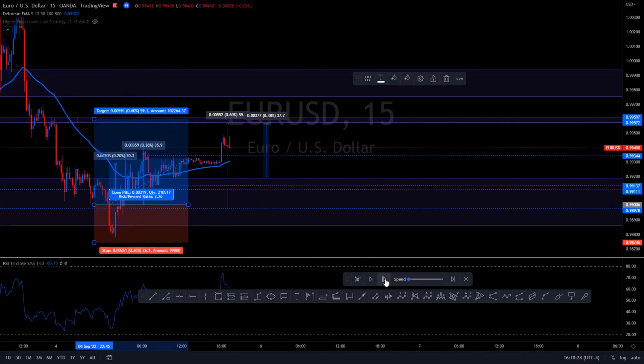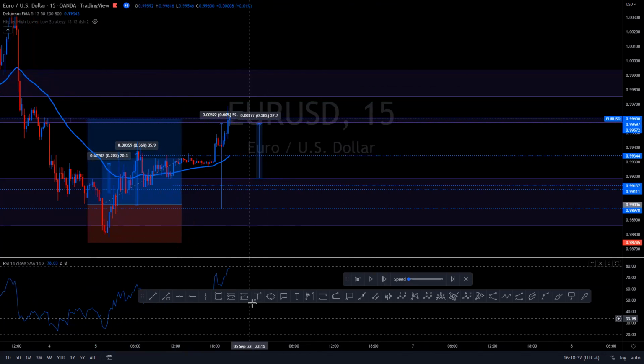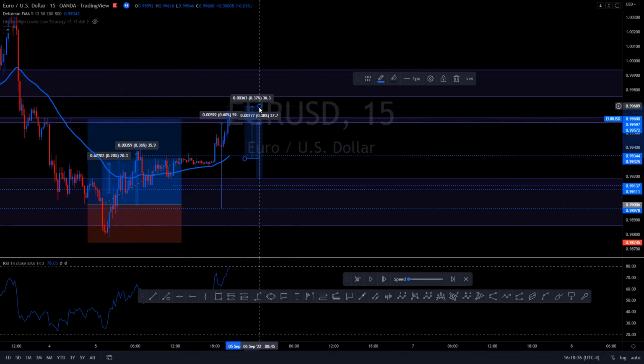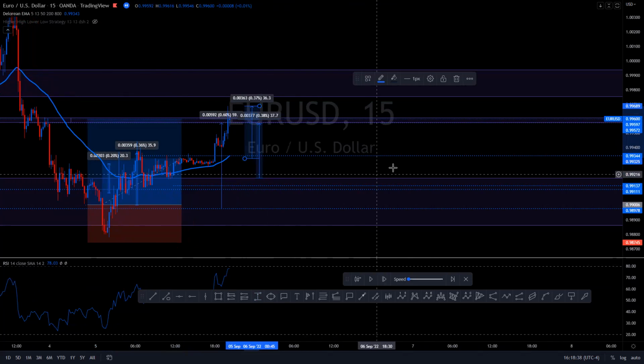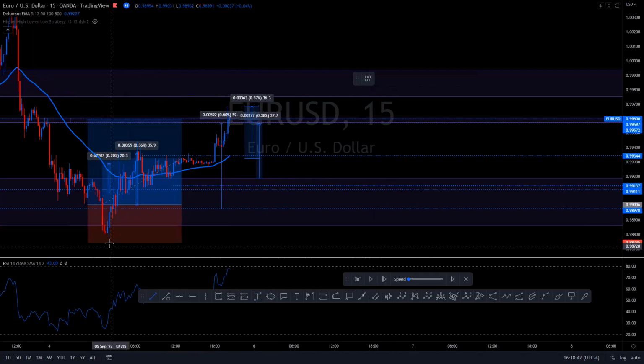And then price went up again. And there we go. We hit our liquidity target up here. So then if we had got in here, went all the way up to here, 36 pips. So yeah, I mean, price eventually went bullish.